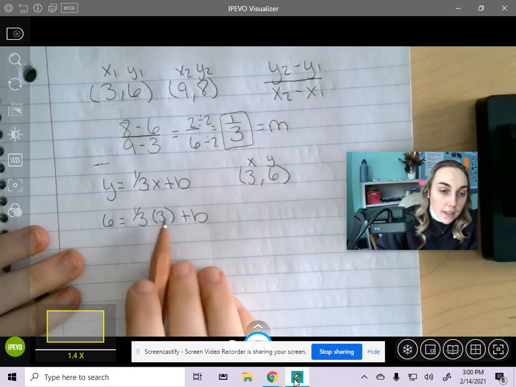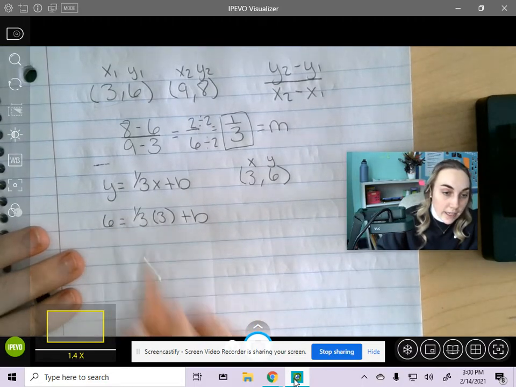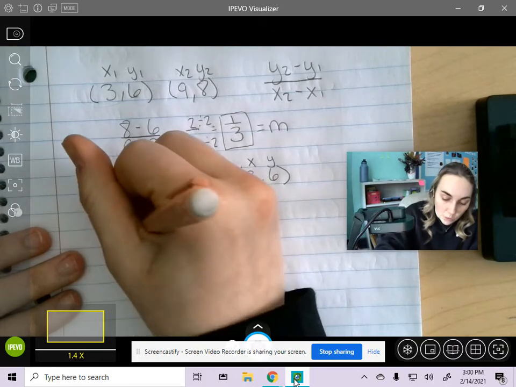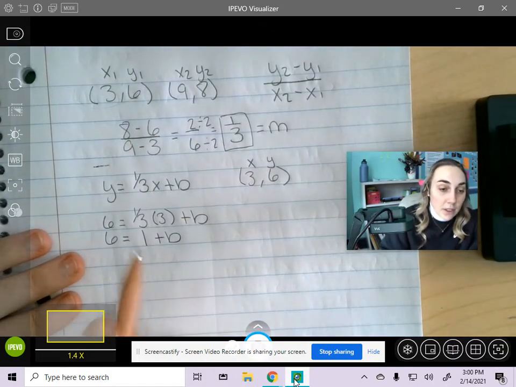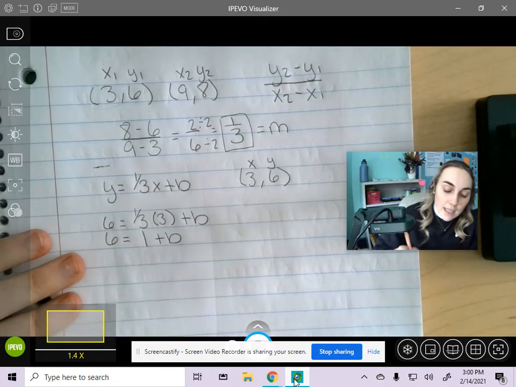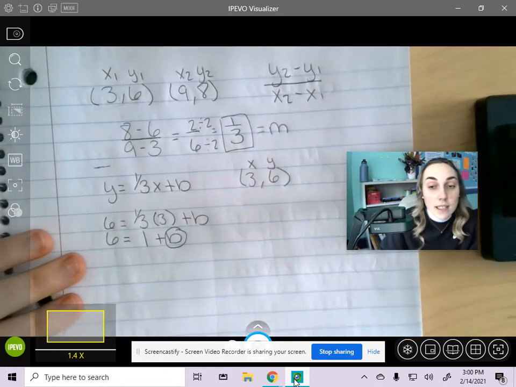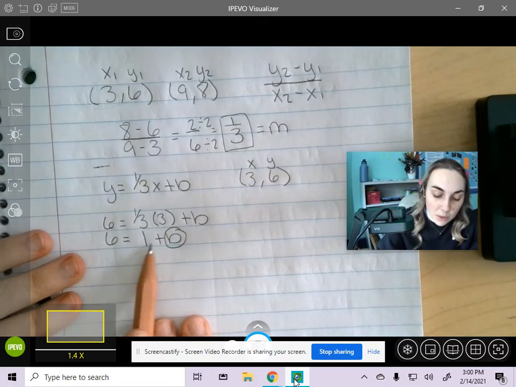So 1/3 times 3 is the same as saying 3 divided by 3. So guys, that's going to give us 1. Then I can bring down the rest of it, because that was our first step, to multiply. Second step is a one-step equation. I want to get b by itself, and to get b by itself, I have to get rid of this 1.